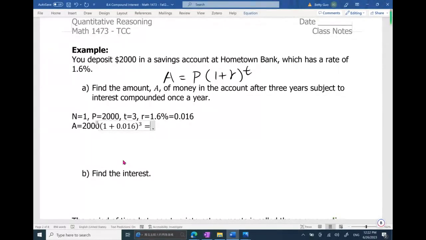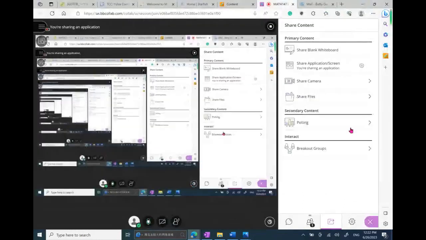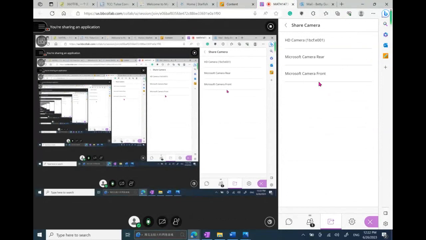You see that? And you use your calculator. You can either use your simple calculator, or you can use the TI-84 graphing programming calculator that I strongly recommend in the syllabus. So let me show you how. I'm going to enter this expression into the calculator. In order to do that, I need to share my camera. This one.